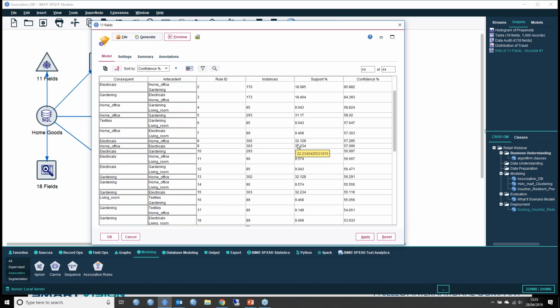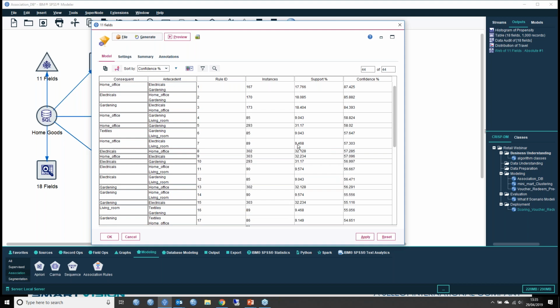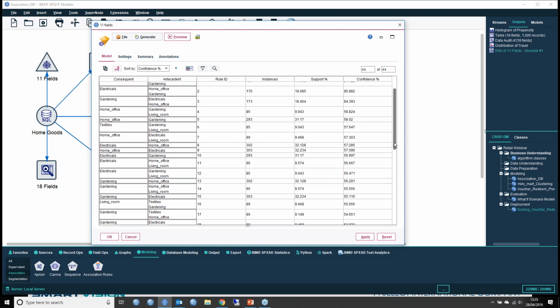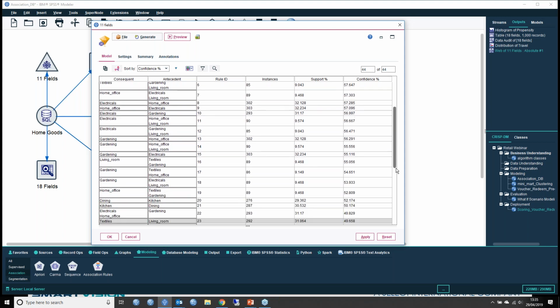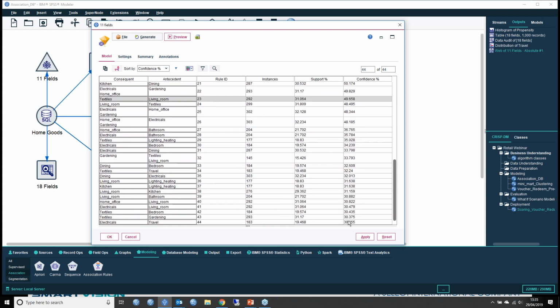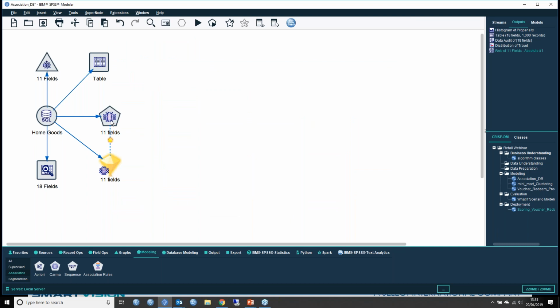We also have a fairly strong relationship between things like kitchen and things like cutlery, that type of stuff. So you see these strong relationships. You can see here it's found 44 rules. We have control over how many rules it finds.